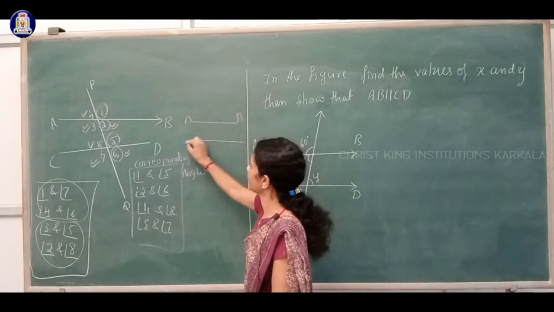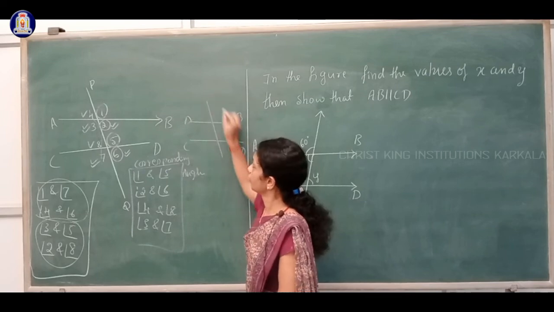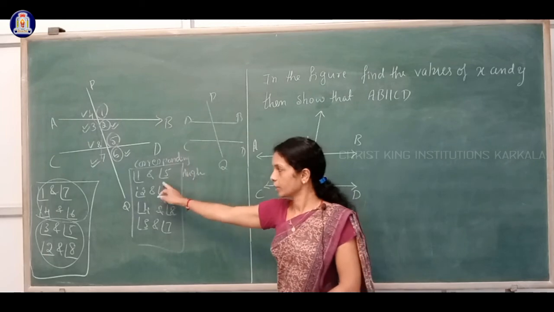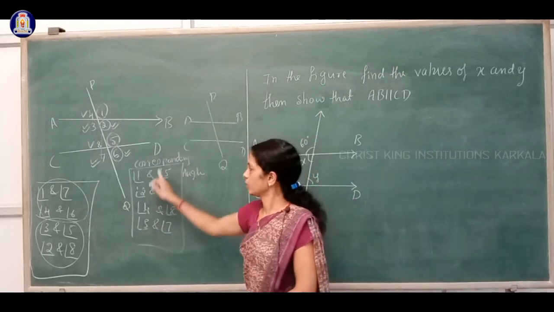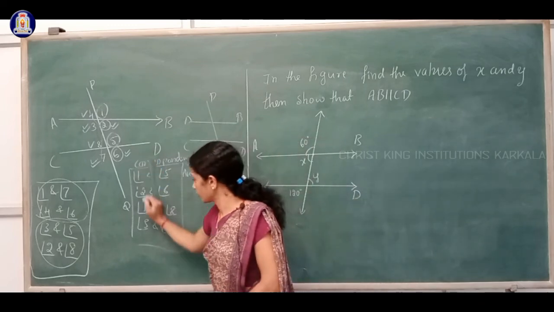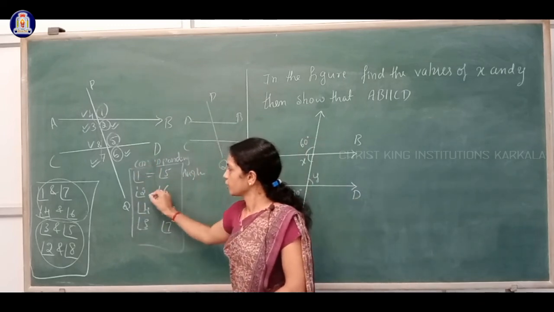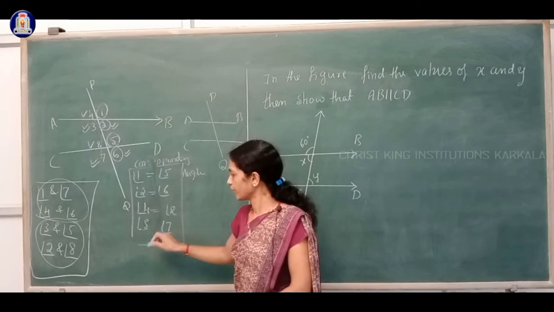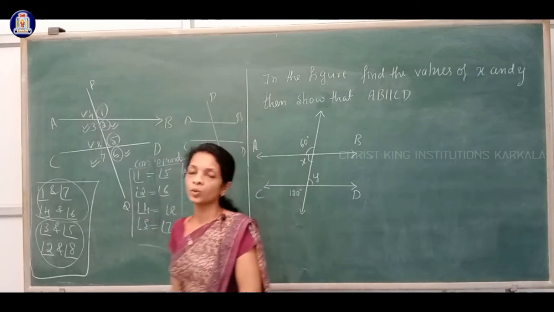And you have these results also. Suppose you know AB and CD are parallel lines cut by the transversal PQ, then each pair of corresponding angles is equal. You can say angle 1 is equal to angle 5, angle 2 is equal to angle 6, angle 4 is equal to angle 8, angle 3 is equal to angle 7.